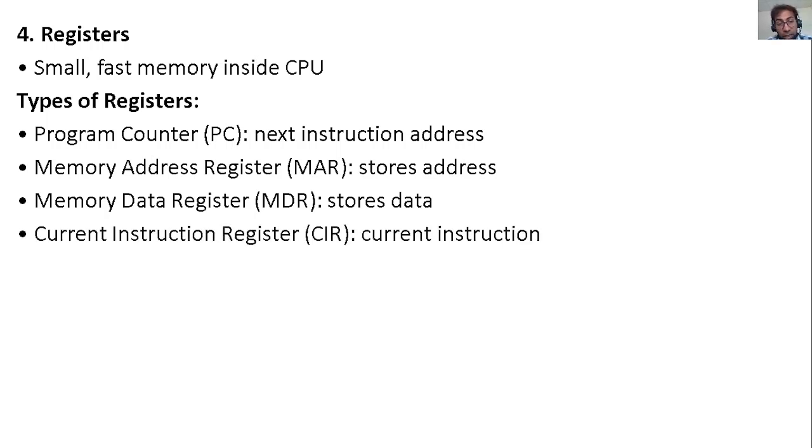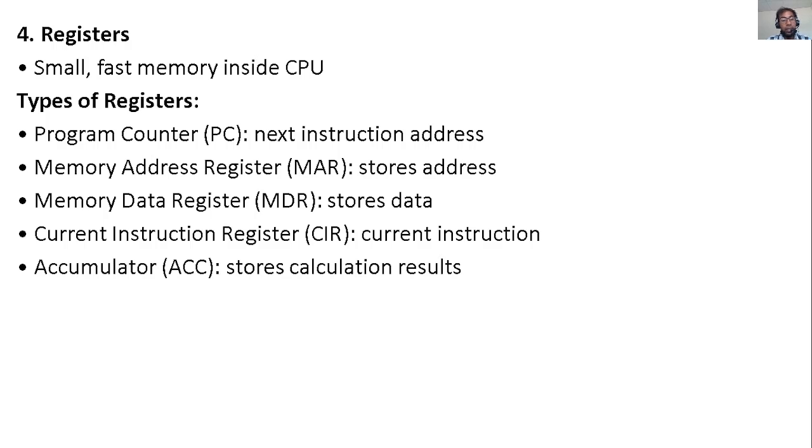And the current instruction register: the CU decode picks the data or instruction from the current instruction register to decode it and execute the instruction by the CPU. Then the accumulator stores the results of the calculation. Any result that is performed by the ALU or CU is stored in the accumulator.